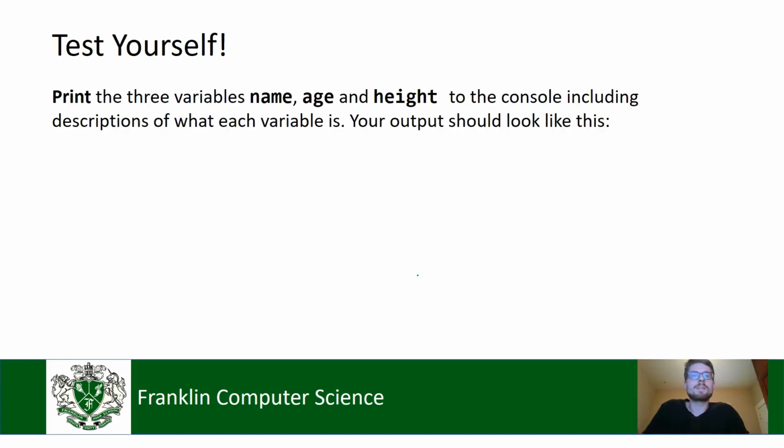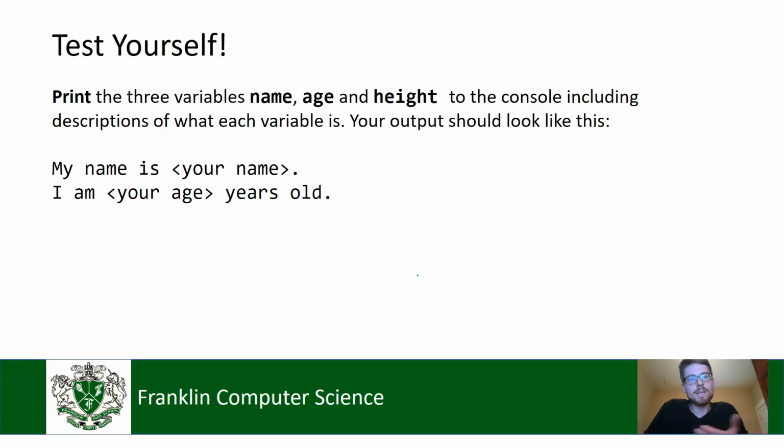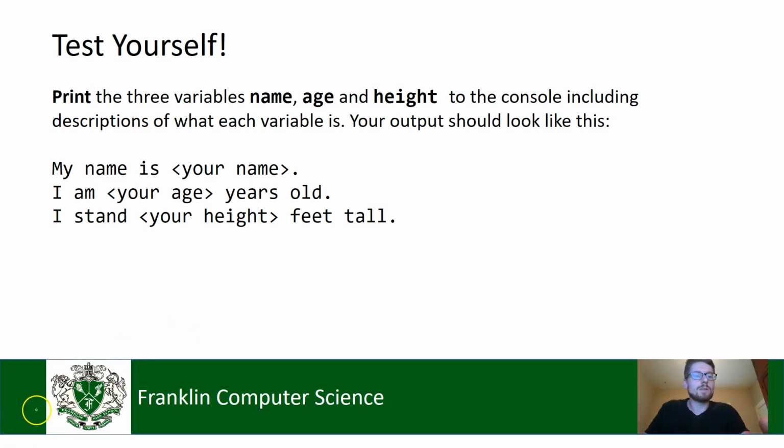Okay, let's try it. So now print the three variables, name, age, and height, that you did earlier to the console, including descriptions of what each variable is. And I want your output to look like this. "My name is", space, whatever your name is, with a period at the end. "I am blank years old", whatever your age is, with a period. "I stand blank feet tall" with the period. Okay, so go ahead and try this out. You can either use IntelliJ or just write down your answer on a piece of paper somewhere and pause the video right now and resume it when you're done.